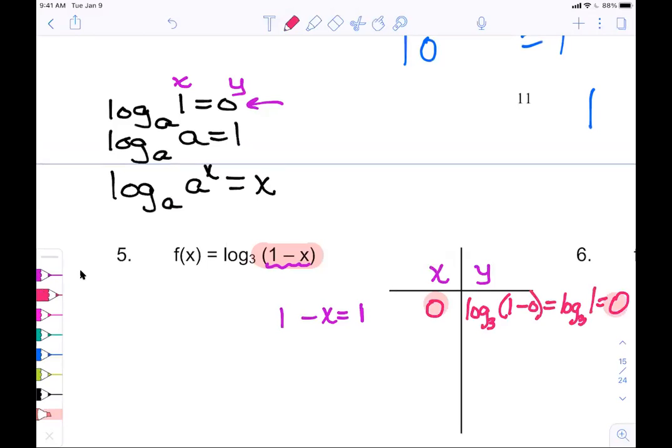So our second property, I want the base and the value next to the log to be the same. Well, my base is 3. So that means I need the expression 1 minus x to equal 3. Because my base is 3, so I want this whole thing to become 3 as well. So Gianna, if I have 1 minus x, what value could I have for x that makes that number 3?